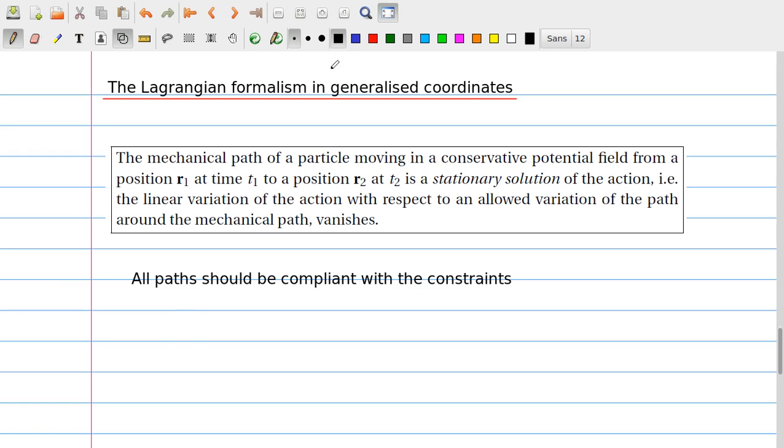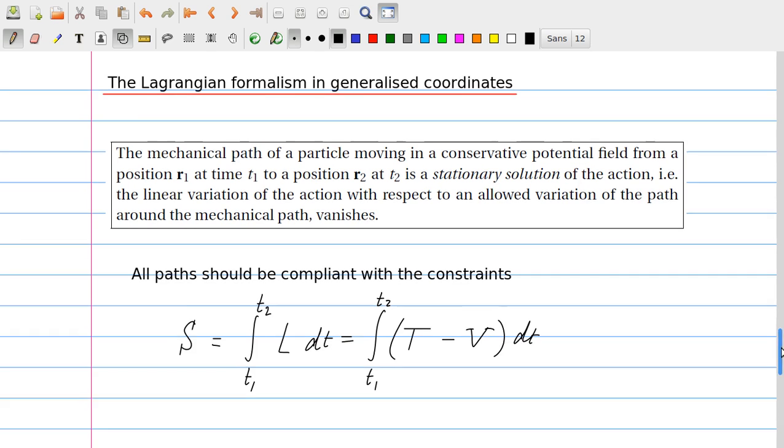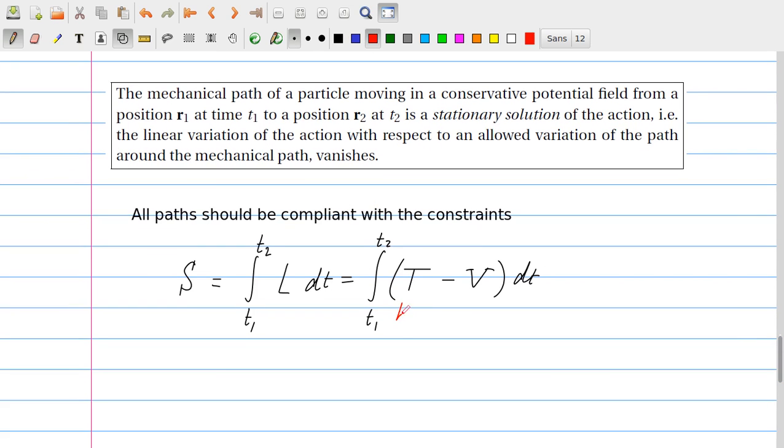We use for that a letter S, and the S is the integral from the starting time to the final time of L dt, and that is an integral over the time, and the L is a function of the positions and of the velocities of the particles, and it can also be written as T minus V, where T is the kinetic energy and V is the potential.